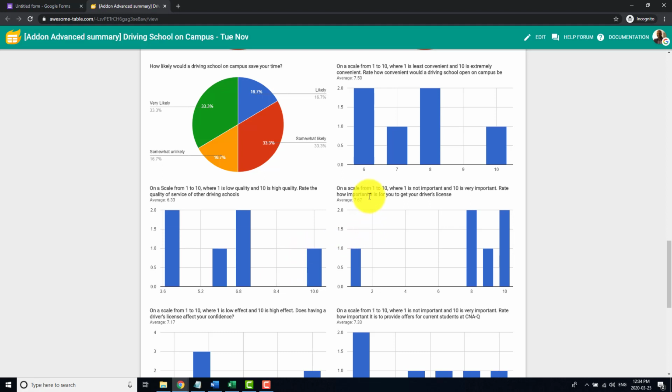On a scale of 1 to 10, rate how important it is to get your driver's license. Almost everybody gave it an 8, 9, or 10. It's very important to this target market.